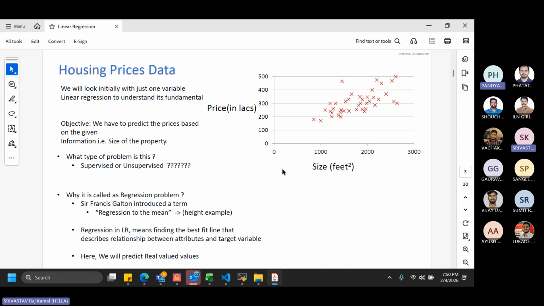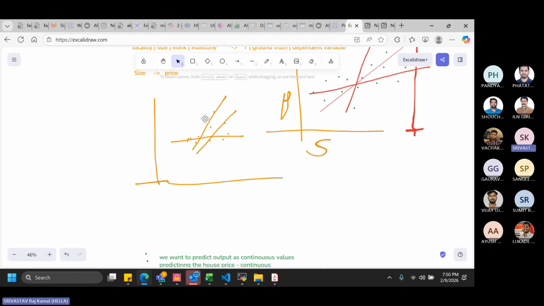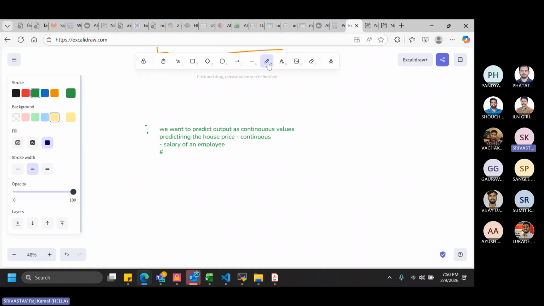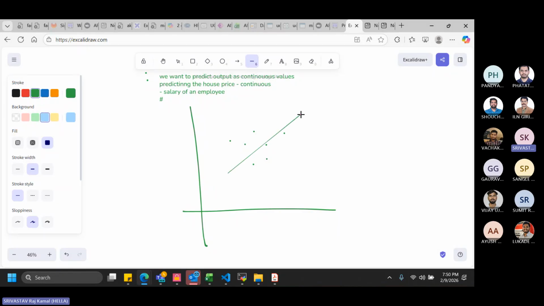Okay, so coming back, a simple thing here. We have data in which there are some data points as mentioned. This is a data point, and I want to fit a linear regression line. Now this could be this line, this could be this line, and so on.